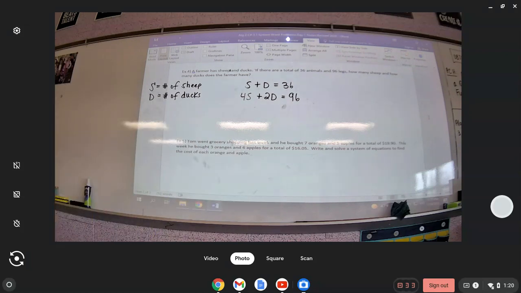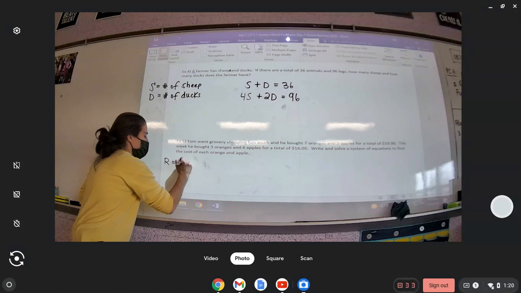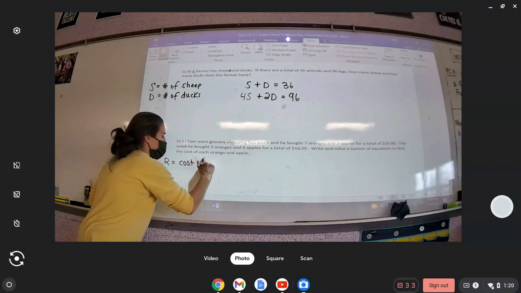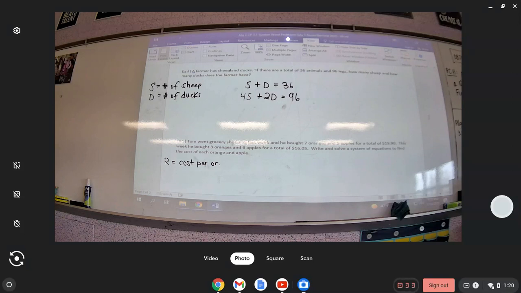Well, I don't like to use O for orange because it's going to look like a 0. So I'm going to use R to represent the cost of an orange. All right, the cost per orange. Let that be R. Whether it's 50 cents or $1 per orange, we don't know what the cost is.